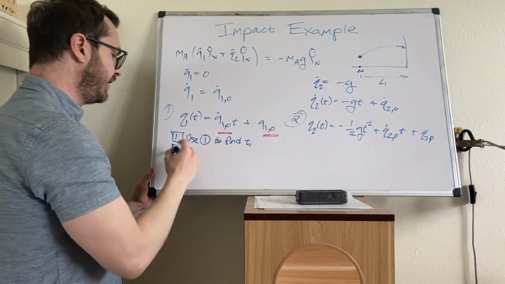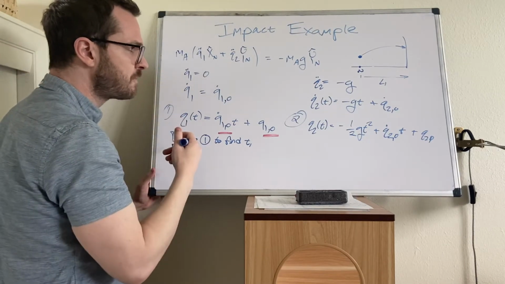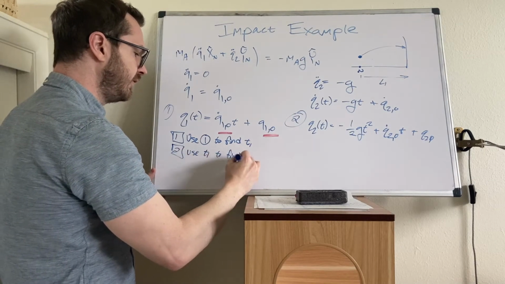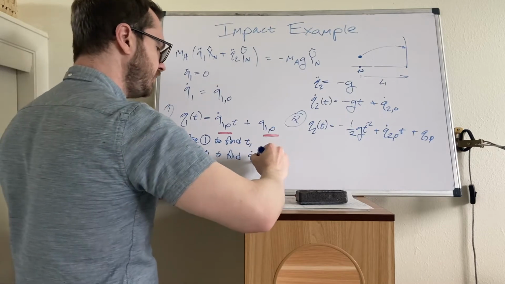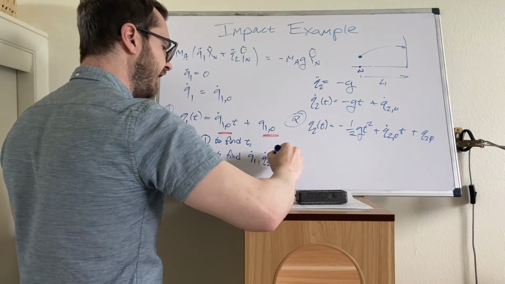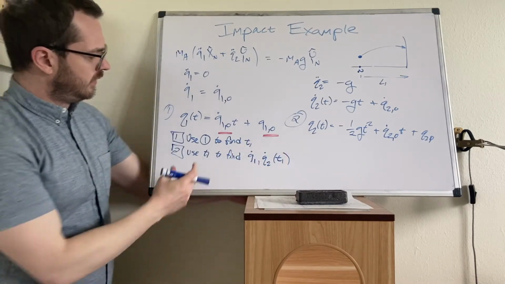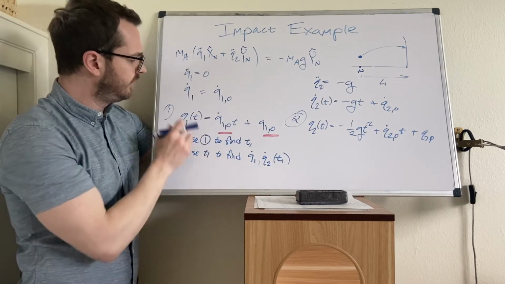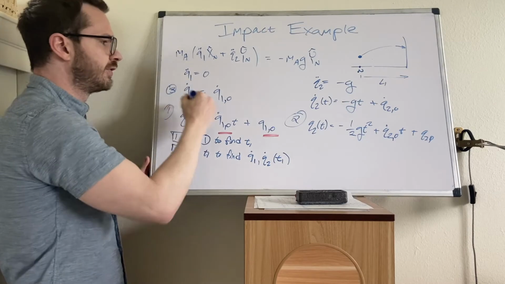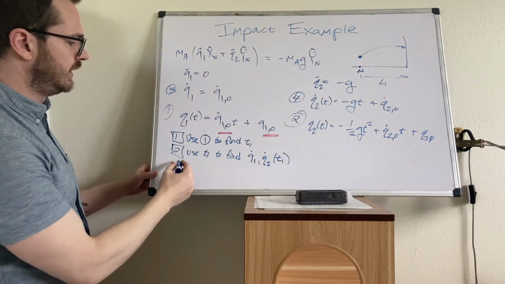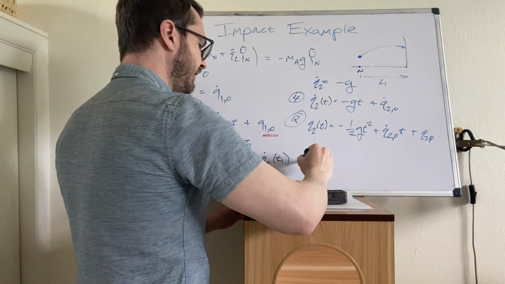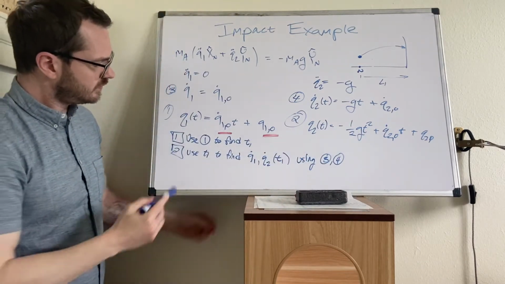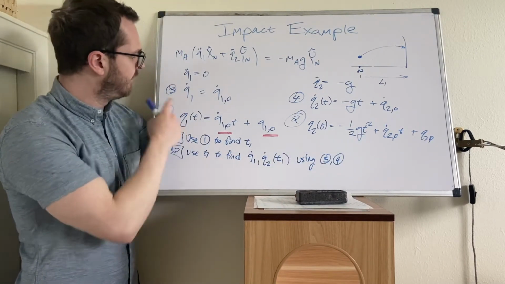So step 2 now, we're going to use T1 to find Q1 dot and Q2 dot at time 1. If we know time 1, how long does it take for this ball to strike the wall? We can use it in equations, we'll call them 3 and 4. Use T1 to find speeds, so let's say using equation 3 and equation 4. Okay, so we know how much time. I have equations for the speeds.